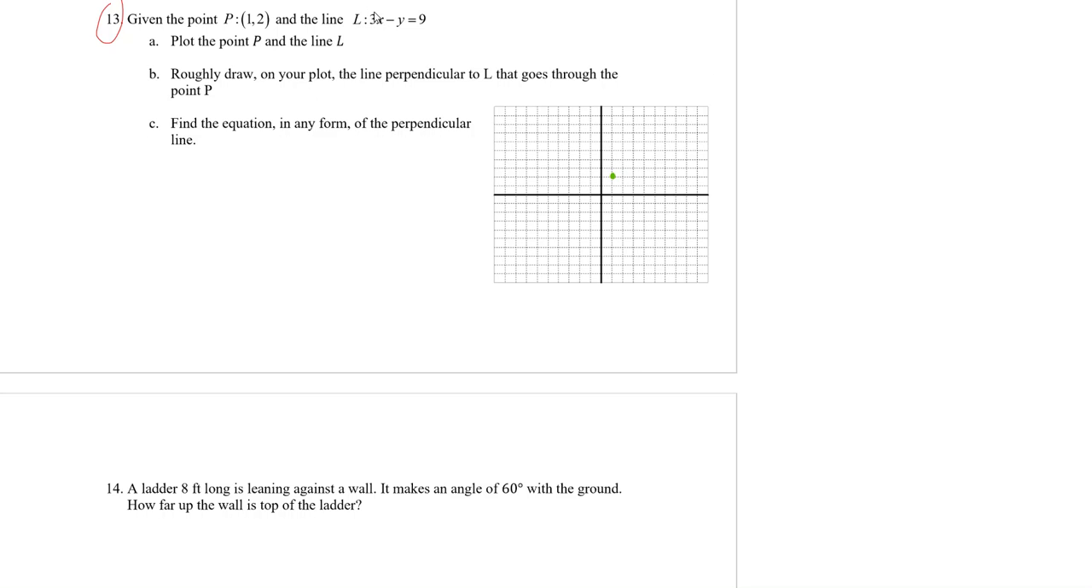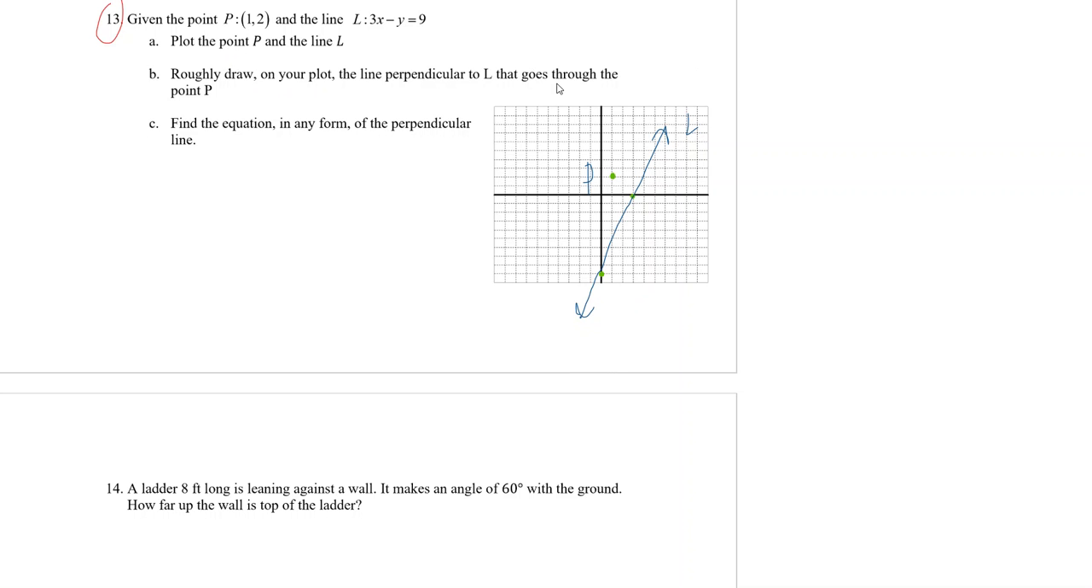And then we're going to plot the intercepts. If x is equal to 0, y is equal to minus 9. And if y is equal to 0, x is equal to 3. So connect those points with a line. This is the line L. That's L, and this is the point P right next to it over here.